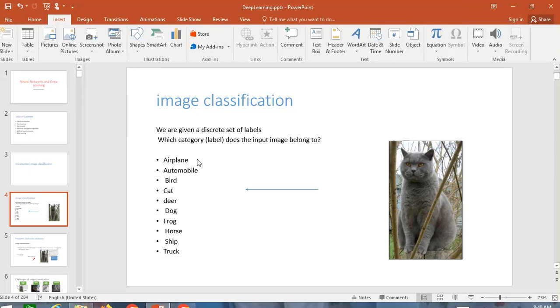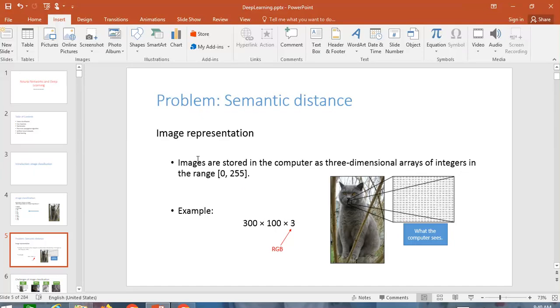Our input is an image and a discrete set of labels. The input can be anything, for example a sentence, and the output can be anything as long as it is discrete. That is, in fact, we have a function of x and y here.